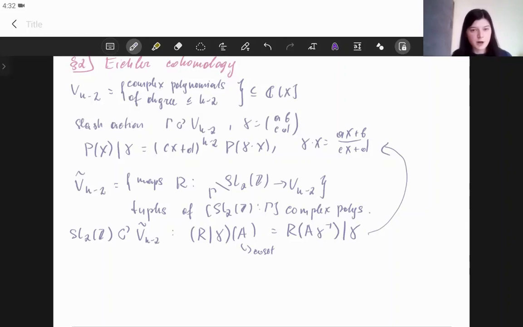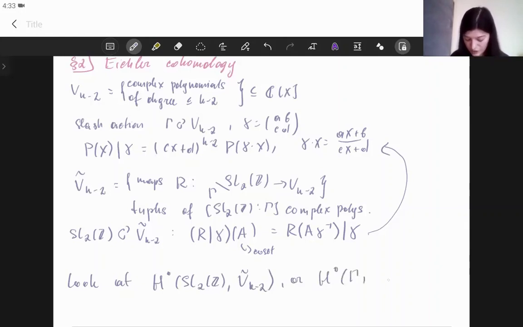So we have two different modules. One of them is a Gamma module, one of them is an SL2(Z) module, so we can look at cohomology groups from the action of the group. Or in particular, we can look at group cohomology. So we can look at either this group cohomology with coefficients in V_{k-2} tilde, or this group cohomology with coefficients in V_{k-2}. From Shapiro's lemma, these two will be equal, but we'll get to that in a little bit.